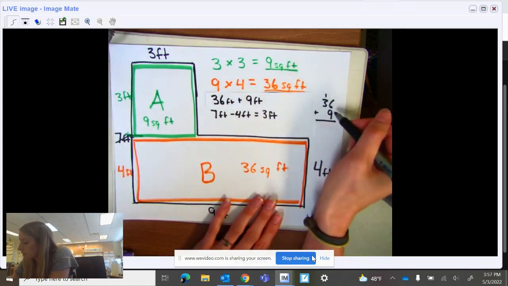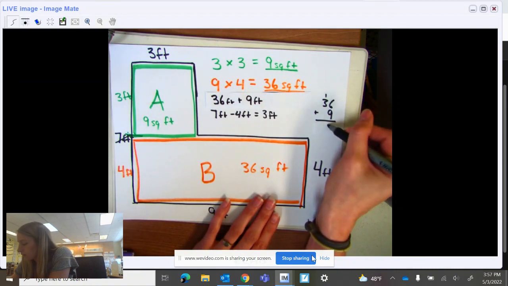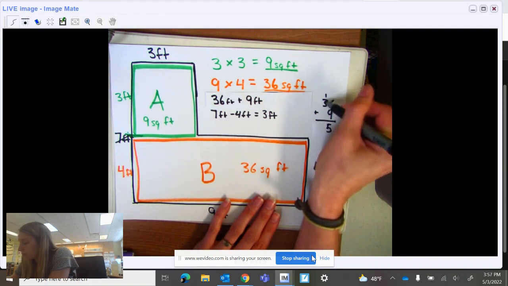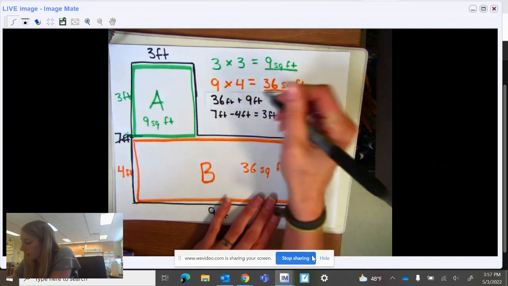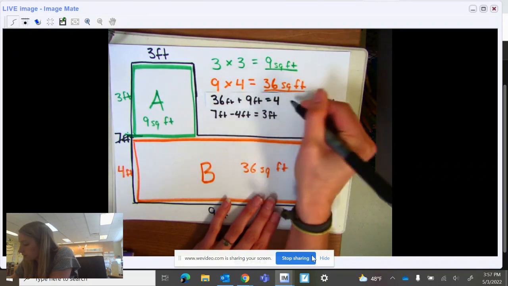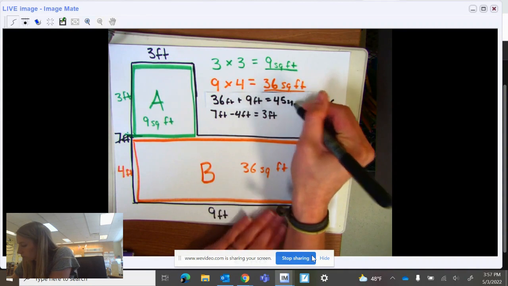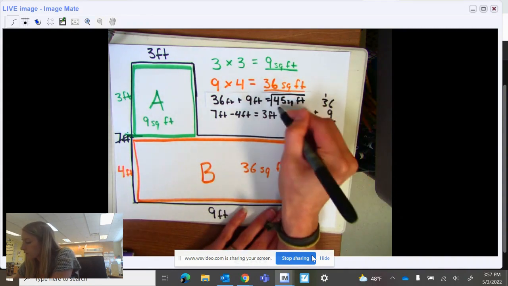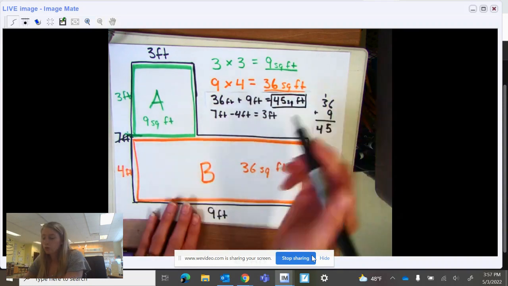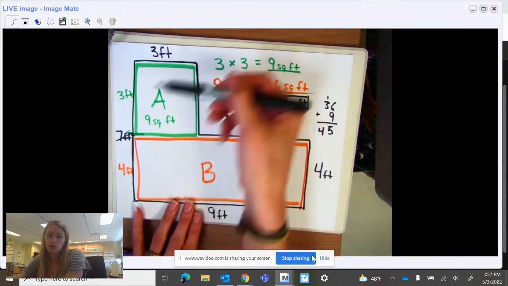So 36 plus 9, we have 9 plus 6. That gives me 15. Carry the 1, 3 plus 1 is 4. So we have 45. So now I know that 45 square feet is the total area of this entire shape combined.